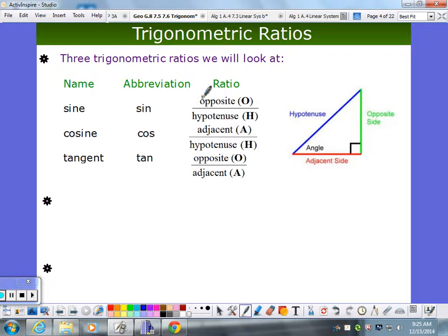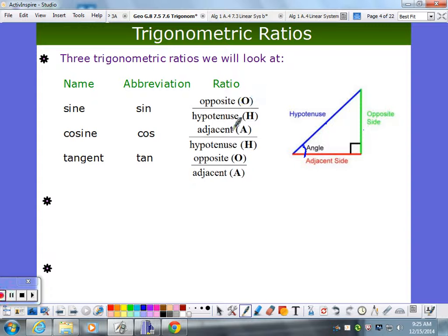But sine is opposite over hypotenuse, that particular ratio. So here's my angle. If you take that ratio, we call it the sine of that angle. If you take the adjacent over the hypotenuse, we call that cosine. And if you take the opposite over the adjacent, we call that tangent. I don't know where they come from. If you were to do hypotenuse over opposite, that is cosecant.